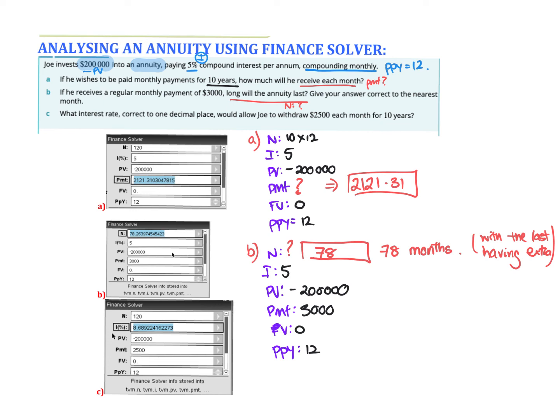All right. Okay, so let's do the last one, C. It says, what is the interest rate correct to one decimal place if Joe withdraws 2,500? So interest rate is the question.